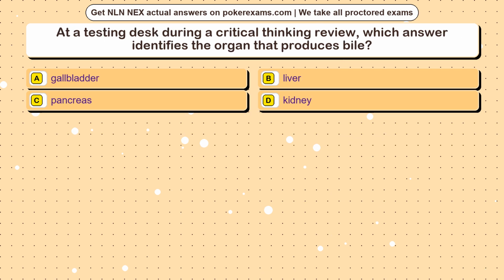Question 23. At a testing desk during a critical thinking review, which answer identifies the organ that produces bile? Option A, gallbladder. Option B, liver. Option C, pancreas. Option D, kidney.